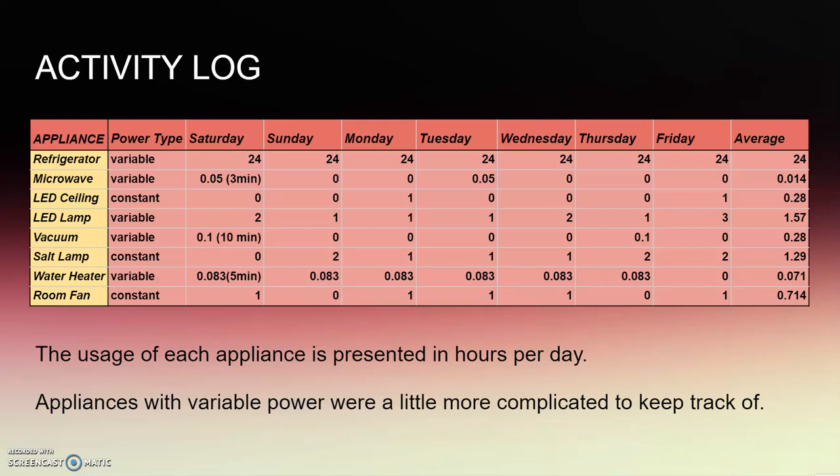Since the unit is hours, there are a couple weird decimals here, but I put in parentheses, like the 0.05 is about 3 minutes, the 0.083 is about 5 minutes. I also noted the kind of power that each appliance used, and I will be talking about how I dealt with that in the next slide.